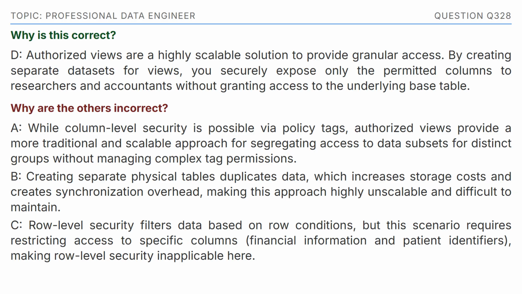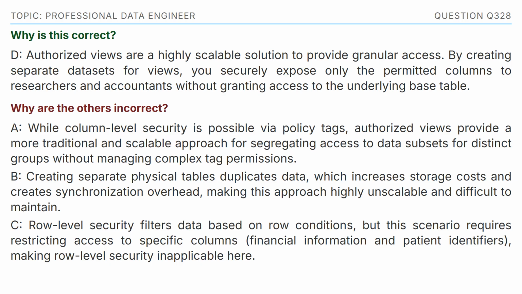Why are the others incorrect? A. While column-level security is possible via policy tags, authorized views provide a more traditional and scalable approach for segregating access to data subsets for distinct groups without managing complex tag permissions.